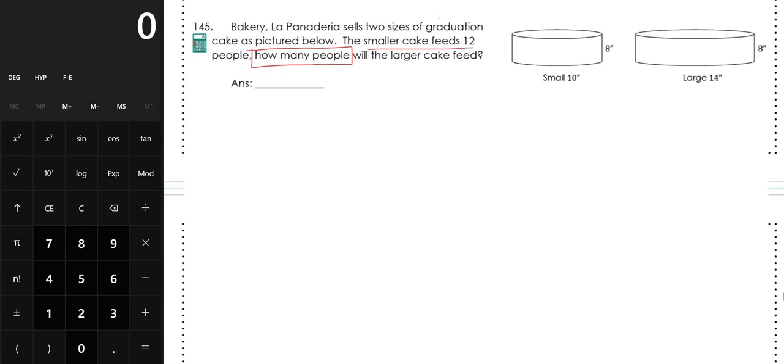The smaller cake feeds 12, so I'm going to write 12 people. Now, the larger cake, I'm going to write X people. I have no idea. That's what I need to figure out.